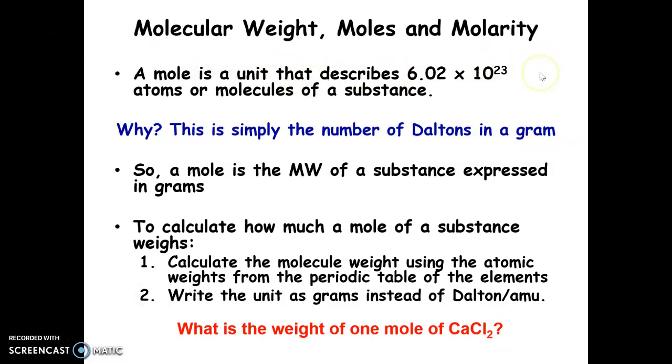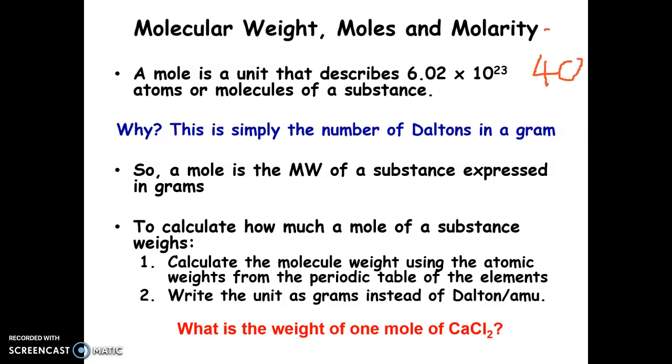To calculate the molar weight of calcium chloride, which means we're trying to figure out how much 6 times 10 to the 23rd molecules of calcium chloride weigh, we have to figure out the molecular weight of calcium chloride first. And you learned that from the last few minutes. You have to go to your periodic table, look at the atomic mass of calcium, which is 40 Dalton.